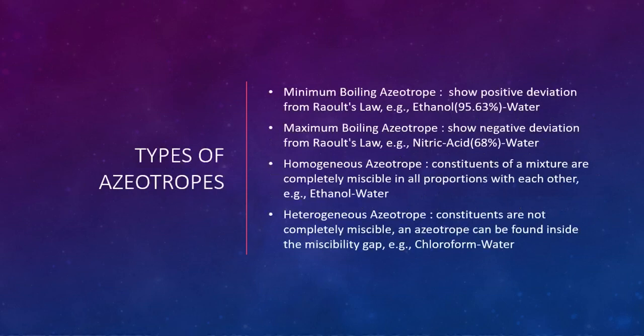Same thing for the maximum boiling azeotrope. When we have a nitric acid water mixture and the composition of the mixture goes to 68% nitric acid and the rest of it is water, the separation will be hampered. That is where the azeotropic point is. We will go into clearer aspects of this in the next few slides. When I show you the vapor liquid equilibrium diagrams, it will be easier for you to understand. As of now, minimum boiling azeotropes show positive deviation and maximum boiling azeotropes show negative deviation from Raoult's law.